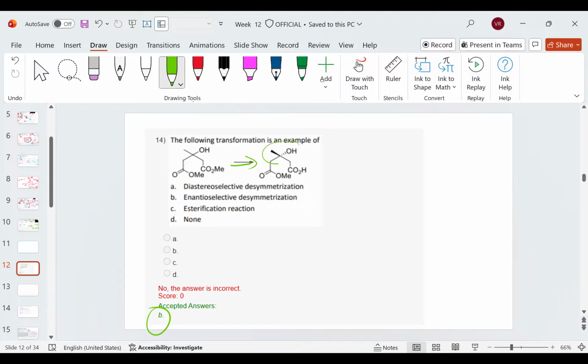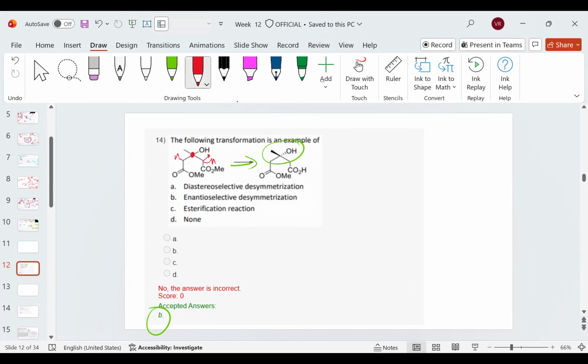We have only one chiral center, so forget about the diastereoselective, not enantioselective. Because if you have only one chiral center, it should be about enantioselectivity. When we have more than one chiral center, then it will be the concept of diastereoselectivity. But in this case, we have only one selective chiral center.